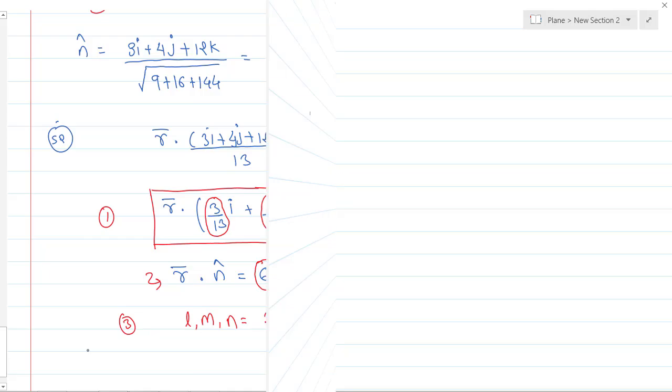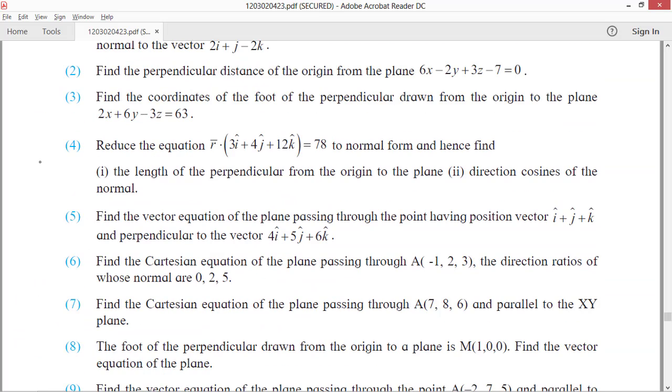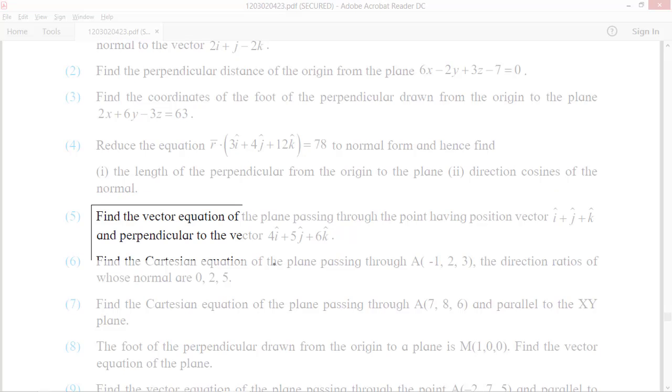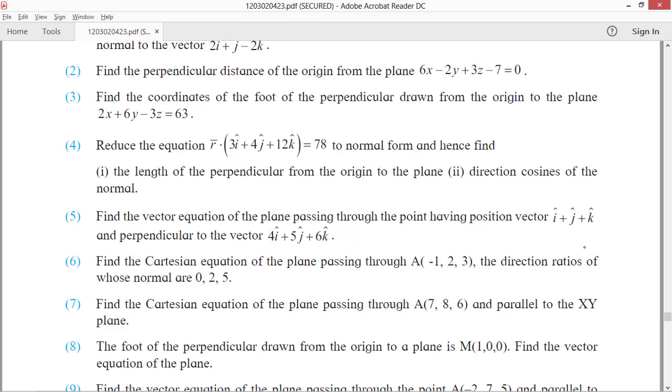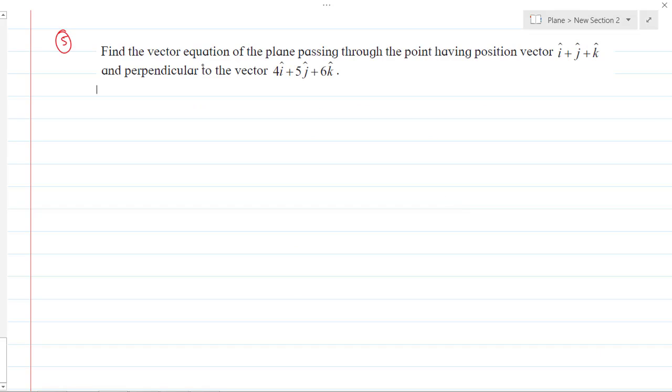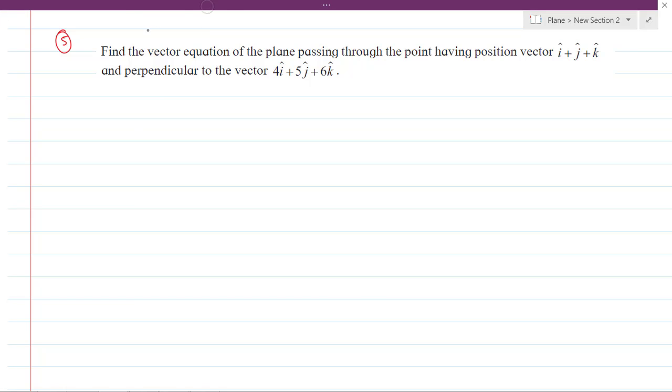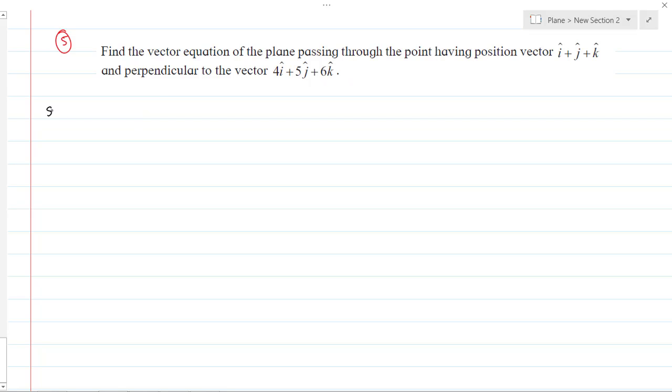Great. Now let's see the last question of this video. It's the fifth question. Find the vector equation of the plane passing through the point having the position vector and the normal vector. Okay, it's a very simple, basic question. The given information is the position vector a bar, through which our plane is passing, i plus j plus k, and they have also given the n bar, which is a perpendicular vector, 4i plus 5j plus 6k.